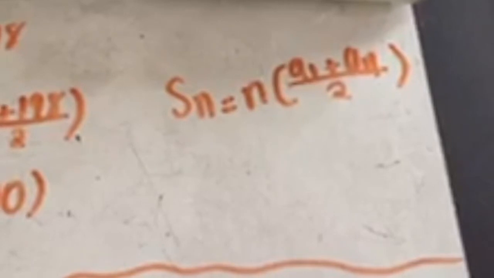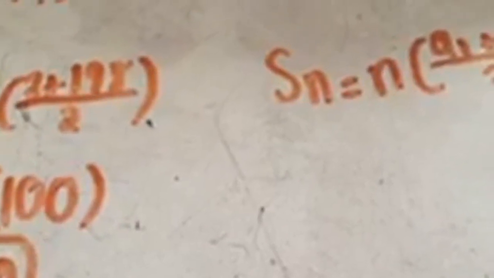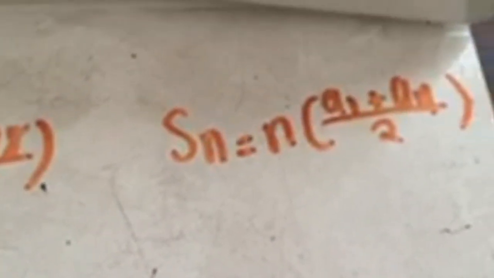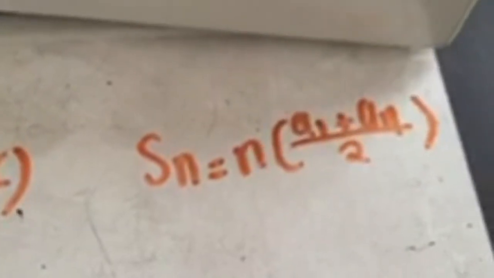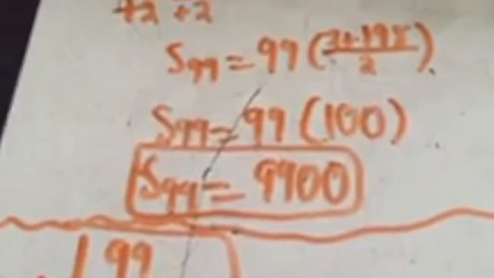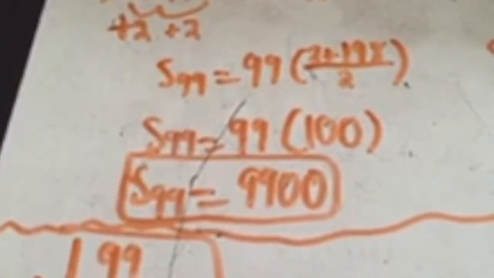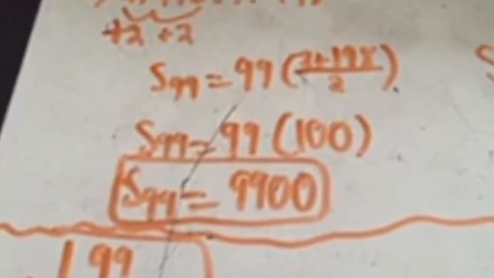So this is the formula for the arithmetic series. Sn, right here, is the sum of a certain amount of numbers. n is the number of terms. A1 is the first term. An is the last term. You divide that by 2. So over here we plugged everything in, and your answer is S99 equals 9,900.